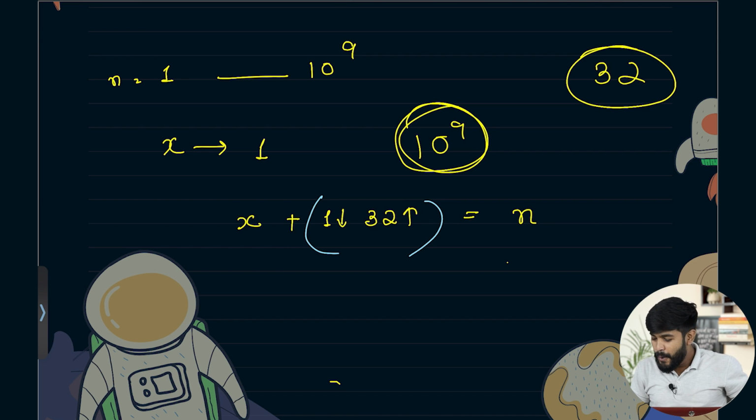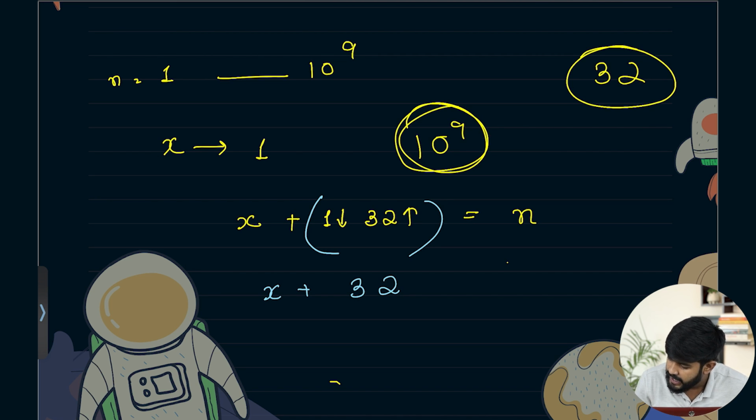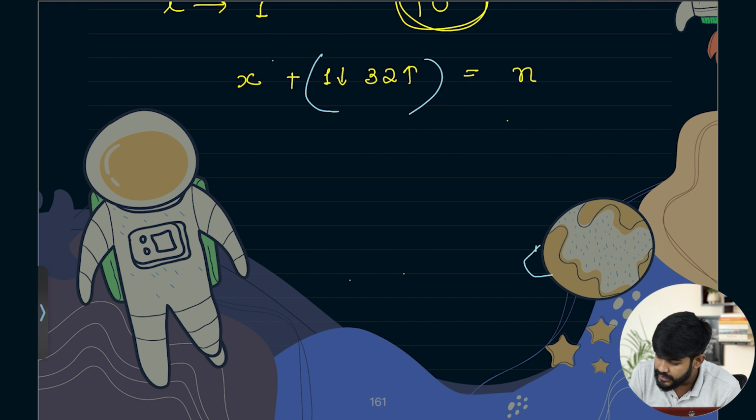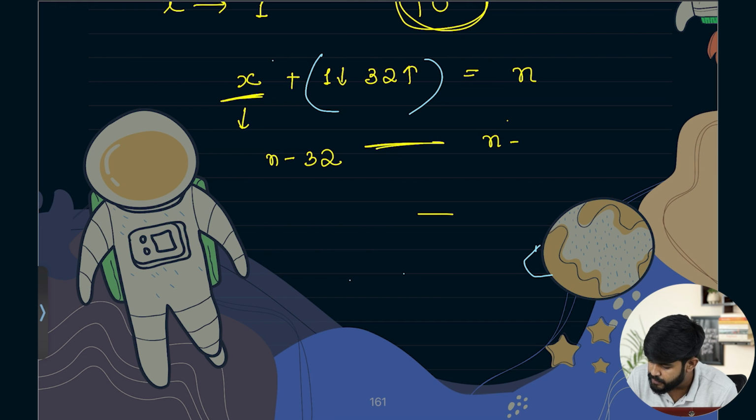Okay, so now if you just observe that, let's say this is x and this is 32, and I want it to be equal to n. If this is the condition, then the minimum value would be 1 and the maximum value would be 32, then we can say that this x value would range from n minus 32 to how much? To n minus 1. This is the solution.